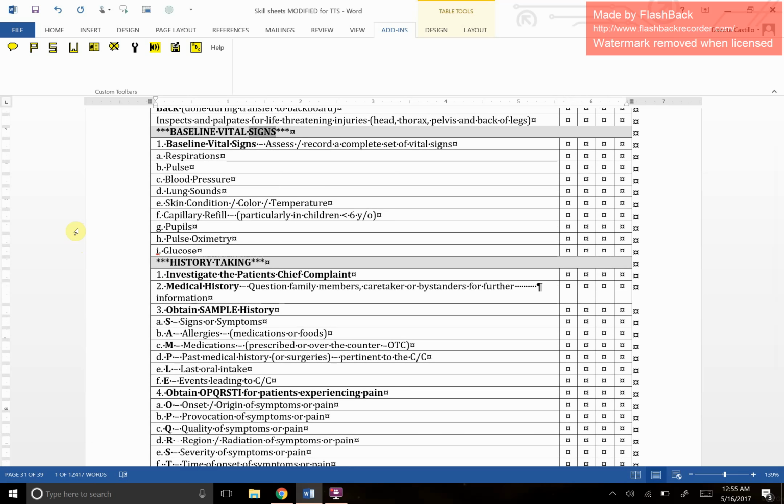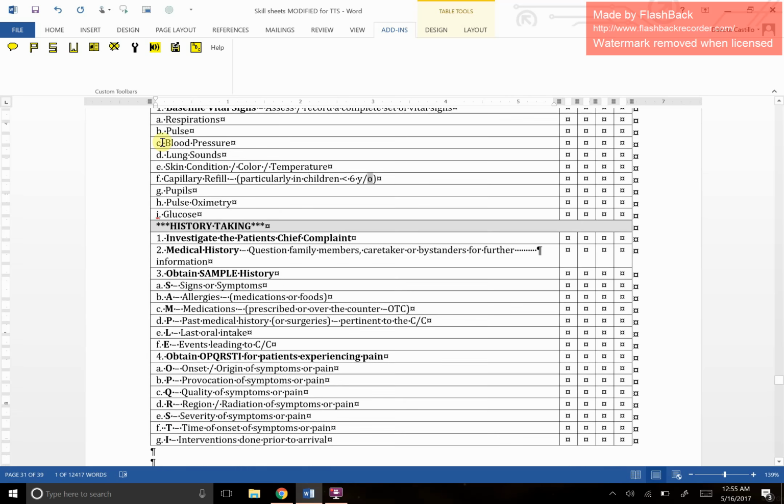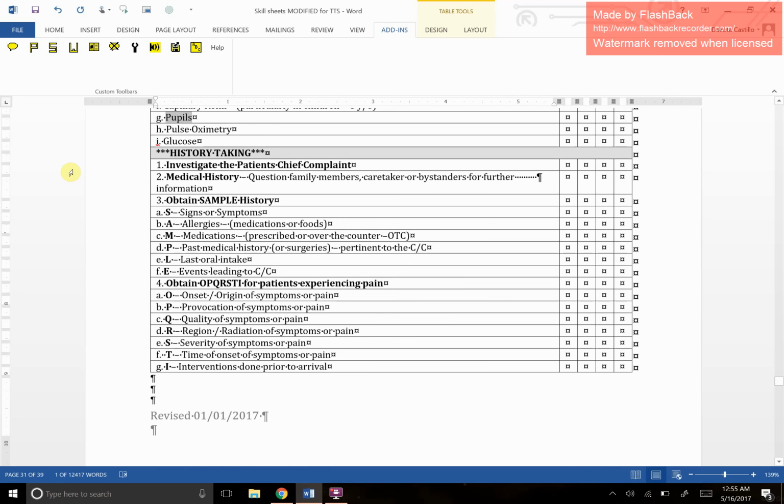Baseline vital signs. 1. Assess/record a complete set of vital signs. A. Respirations. B. Pulse. C. Blood pressure. D. Lung sounds. E. Skin condition/color/temperature. F. Capillary refill, particularly in children 6 years old and under. G. Pupils. H. Pulse oximetry. I. Glucose.